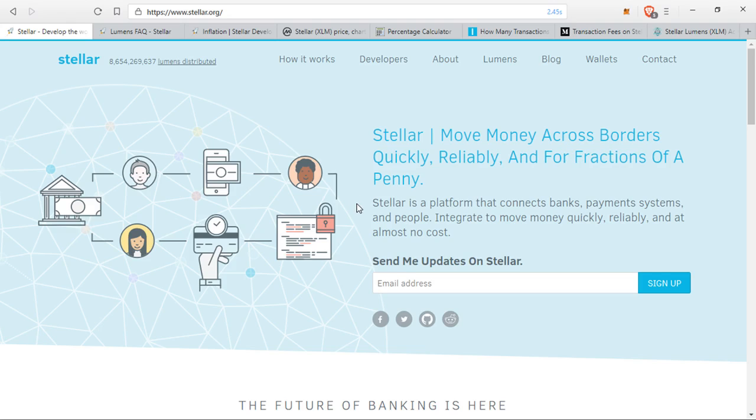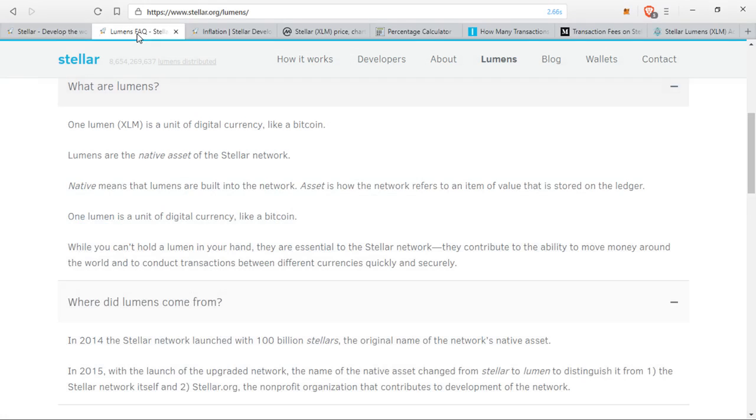It says Stellar is a platform that connects banks, payment systems, and people, to move money quickly, reliably, and at almost no cost. At its core, Stellar is used, or is supposed to be used, by banks and payment systems in order to send money around the world at rapid speeds and at almost no cost. Where Bitcoin runs on the Bitcoin network and that is the currency, one lumen, otherwise known as an XLM, is a unit of digital currency that runs on the Stellar network.